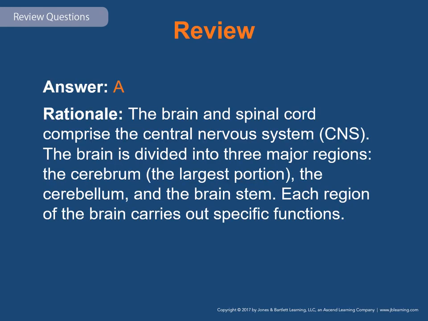The brain and spinal cord comprise the central nervous system, or CNS. The brain is divided into three major regions: the cerebrum, which is the largest portion, the cerebellum, and the brainstem. Each region of the brain carries out specific functions. But if you look at the incorrect answers, you see the following. Let's review them.